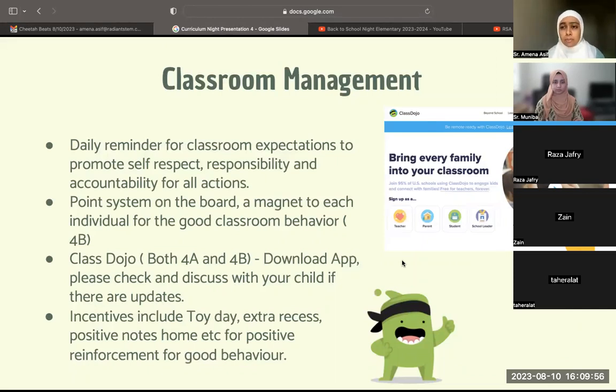So those parents who are familiar with the Class Dojo app, you know that you have to download it and accept the link from our emails. There will be separate accounts for 4A and 4B. I find this very helpful to let you know about your child's behavior, all the fun school events we have, and also if you need to see pictures from our classroom activities.